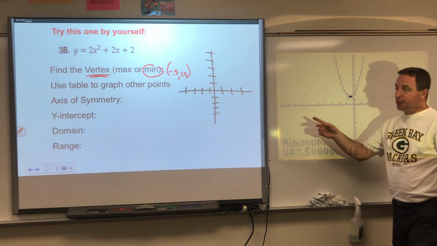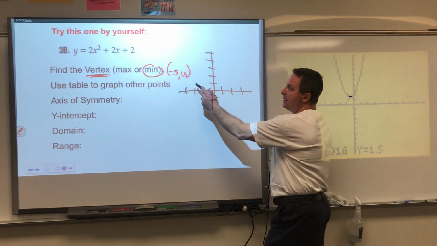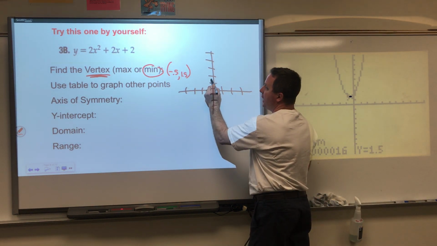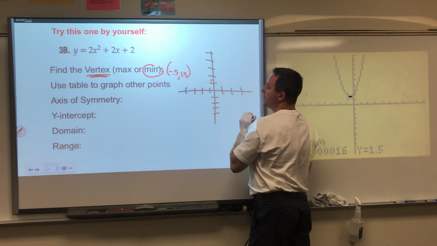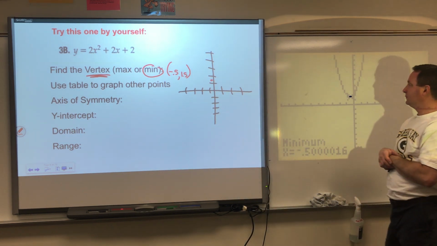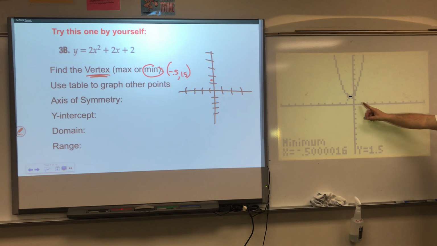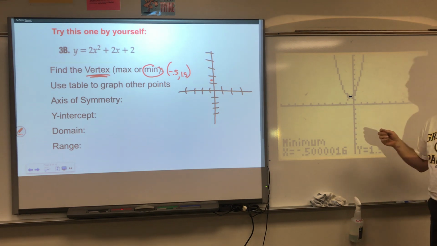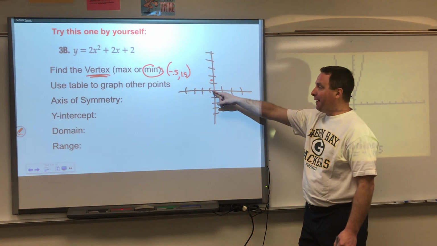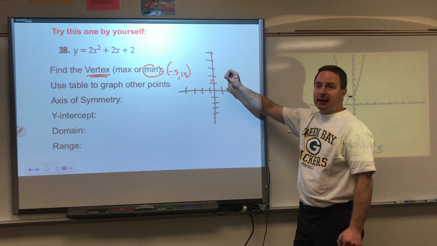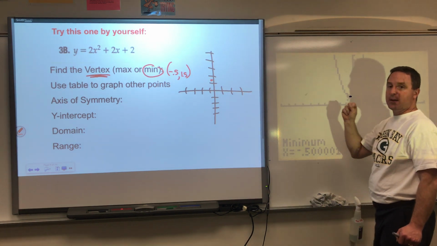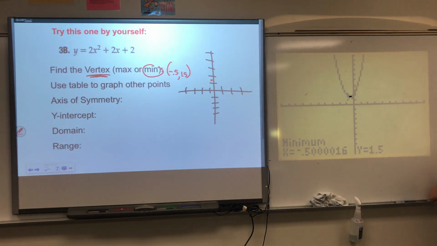When we graph it, let's make sure we graph it accordingly. So -1/2, up 1.5 is about right there for my vertex. Does that look like it's about right? -1/2, up 1.5, yeah. This is where graph paper is helpful. It should be at half a square to the left and 1.5 squares up, so it should be in the middle of a square if you're using graph paper.